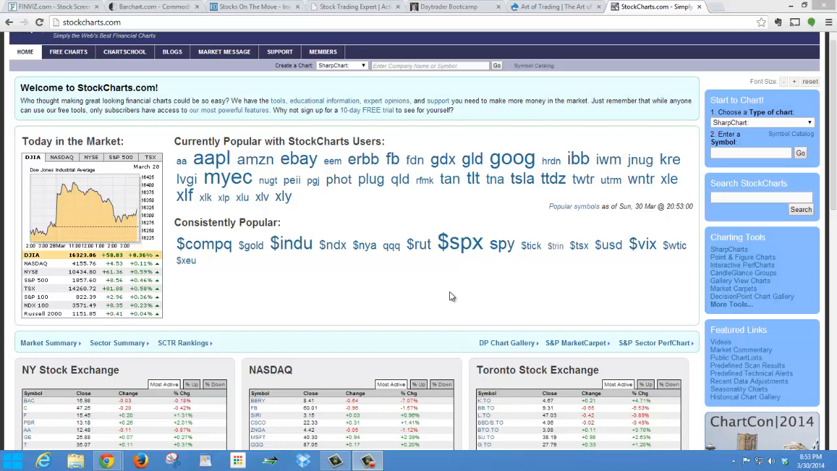First, what we're looking at here is stockcharts.com. I suggest any new trader become a member of this. It's cheap and you can save your charts and annotate, and they have some excellent tools here to use.